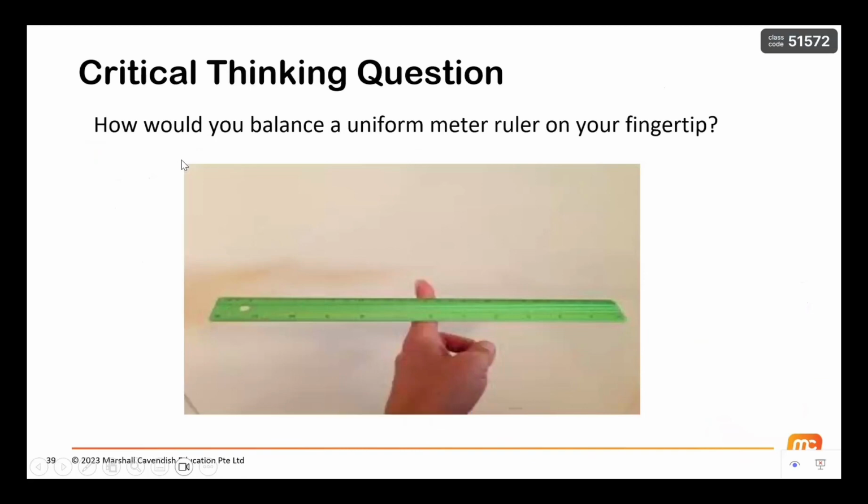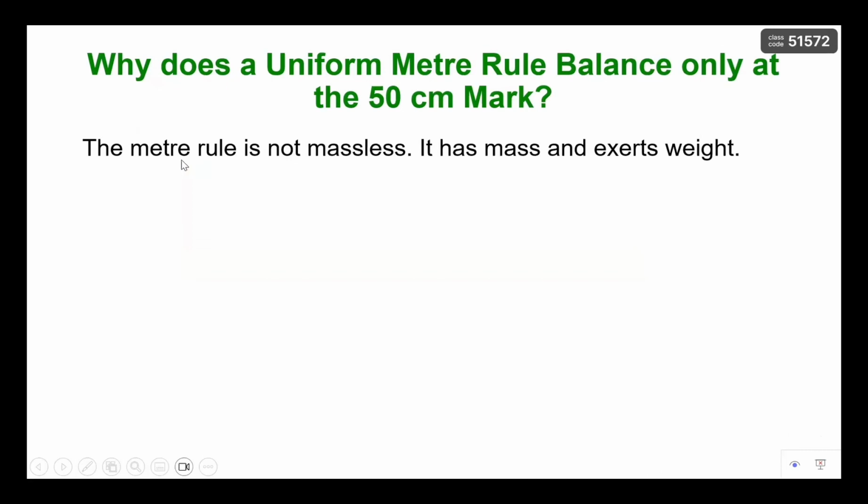So if I have a ruler, let's say it's a uniform meter ruler, and I ask you to balance it on your fingertip, where would you balance it at? I'm sure a lot of you will be able to tell me you will try to balance it at the 50 cm mark. So my question next is, why does a uniform meter ruler only balance at the 50 cm mark? Why can't I balance it at the 20 cm mark or the 80 cm mark? The reason is because the ruler has got a mass and has a weight. The ruler is not massless.